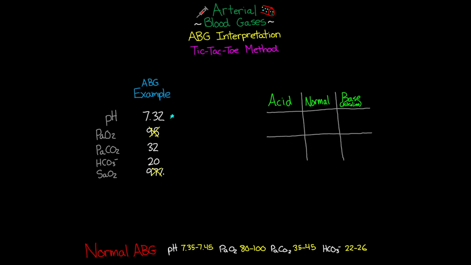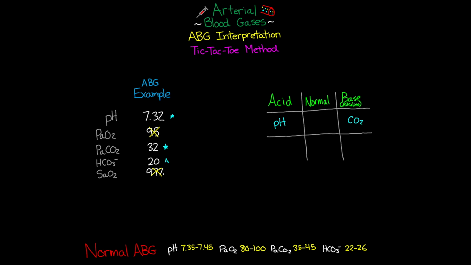And so here we know that this pH of 7.32 is going to be lower than our normal range, meaning that we have a state of acidosis. So next we'll look at our CO2. And here this value of 32 is going to be lower than our normal range. Again, knowing that CO2 is an acid and we have a low amount of that, it's going to be contributing to an alkaline environment.